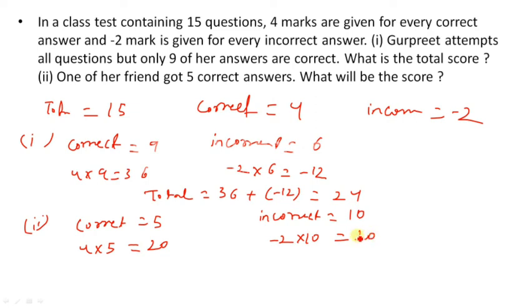Now we have to find the total marks secured by her. Total marks will be 20 plus minus 20. Now we know 20 plus minus 20 is equal to 20 minus 20, which is 0. So what will be her total marks? The total marks will be 0.